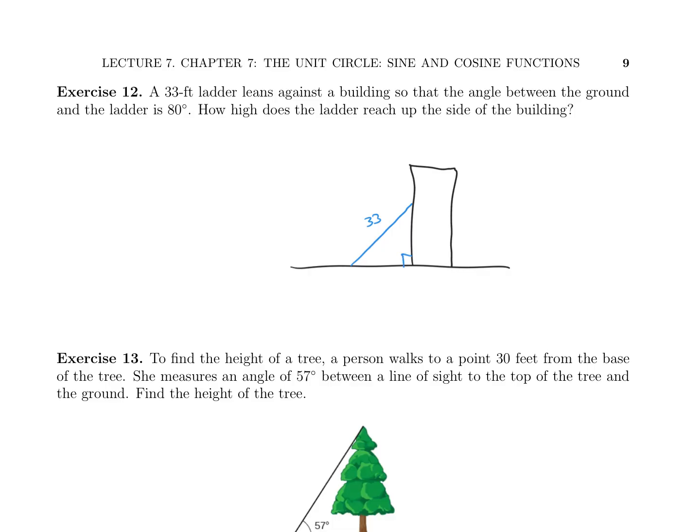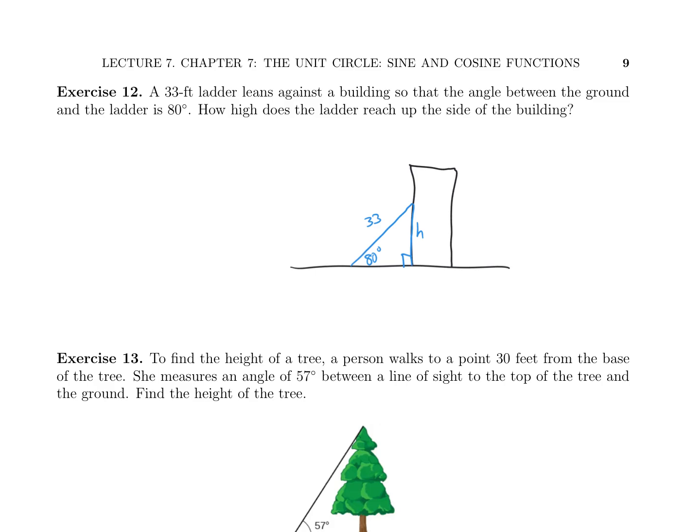This is going to form a right triangle, as you can see. They tell you that the angle of elevation is going to be 80 degrees. It's the angle between the ground and the ladder. And they want us to find how high the ladder reaches up the side of the building. So in other words, they want us to find this length here, from here down to here. So I'm going to call it h.